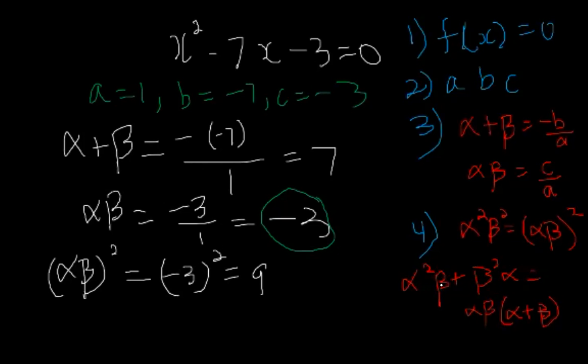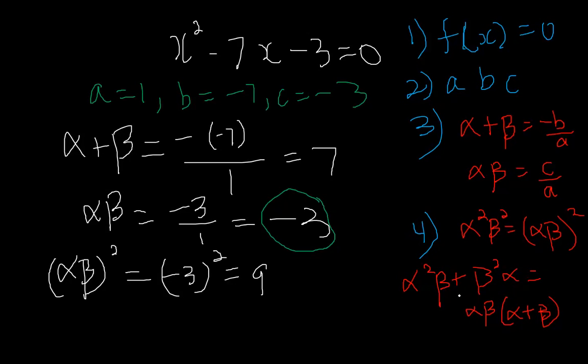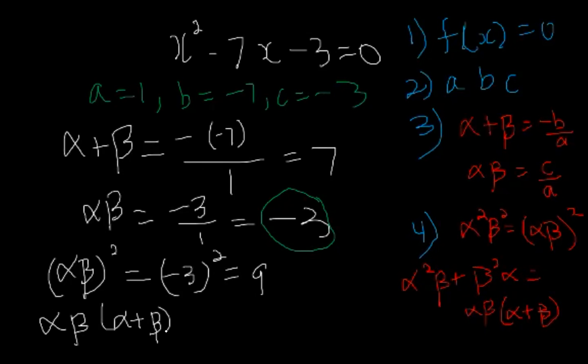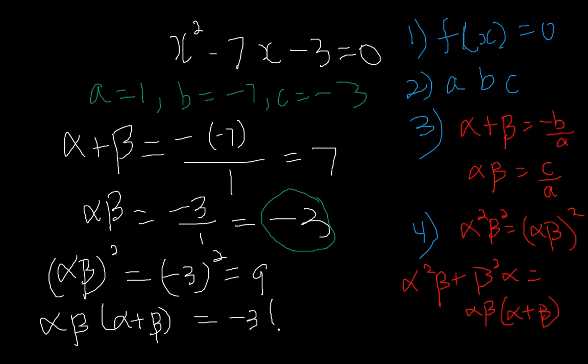They wanted us to find alpha squared beta plus beta squared alpha. We know that is alpha beta multiplied by alpha plus beta. We know alpha beta is minus 3. That's minus 3 times 7.